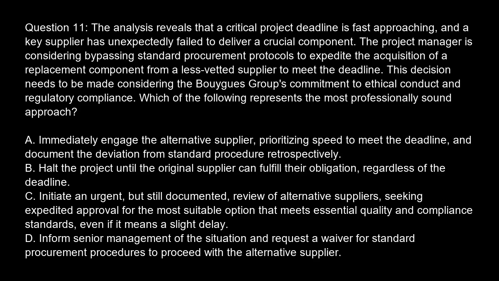Option A. Immediately engage the alternative supplier, prioritizing speed to meet the deadline and document the deviation from standard procedure retrospectively. Option B. Halt the project until the original supplier can fulfill their obligation, regardless of the deadline. Option C. Initiate an urgent, but still documented, review of alternative suppliers, seeking expedited approval for the most suitable option that meets essential quality and compliance standards, even if it means a slight delay. Option D. Inform senior management of the situation and request a waiver for standard procurement procedures to proceed with the alternative supplier.